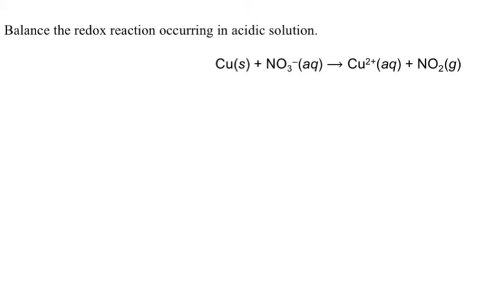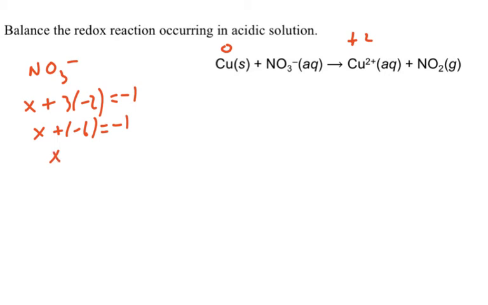All right, so let's balance this one. First thing I'm going to do, let's assign oxidation states. This is a 0 here. It's an element. This is +2. Let's find out what the N is in NO3. So let's put X plus 3 oxygens times -2 is equal to -1. So X plus -6 is equal to -1. X is going to be -1 plus 6, which is 5. So the nitrogen is a +5, and the oxygen's a -2.